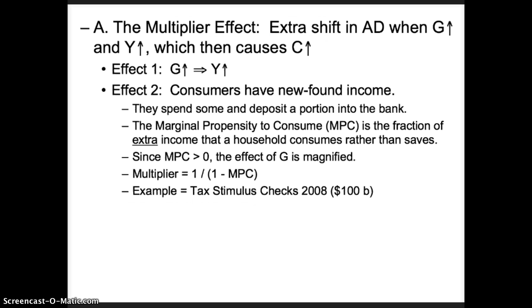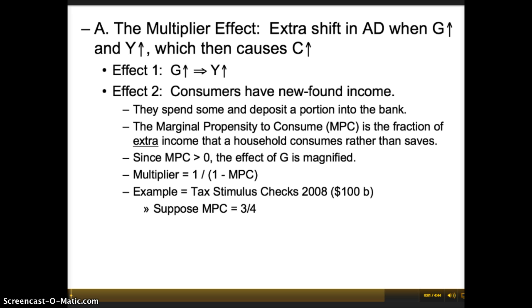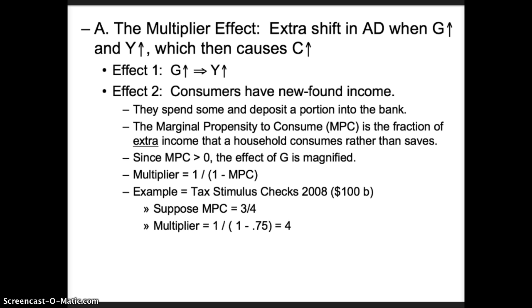Here's an example. Remember the tax stimulus checks back in 2008? The government spent about $100 billion on those stimulus checks. Let's suppose the marginal propensity to consume is 3/4, meaning for every $4 a household gets, they consume 3 and save the other buck. The multiplier would be 1 divided by 1 minus 0.75, which equals 4. This means for every $1 the government spends, it has a magnified effect on GDP of $4.